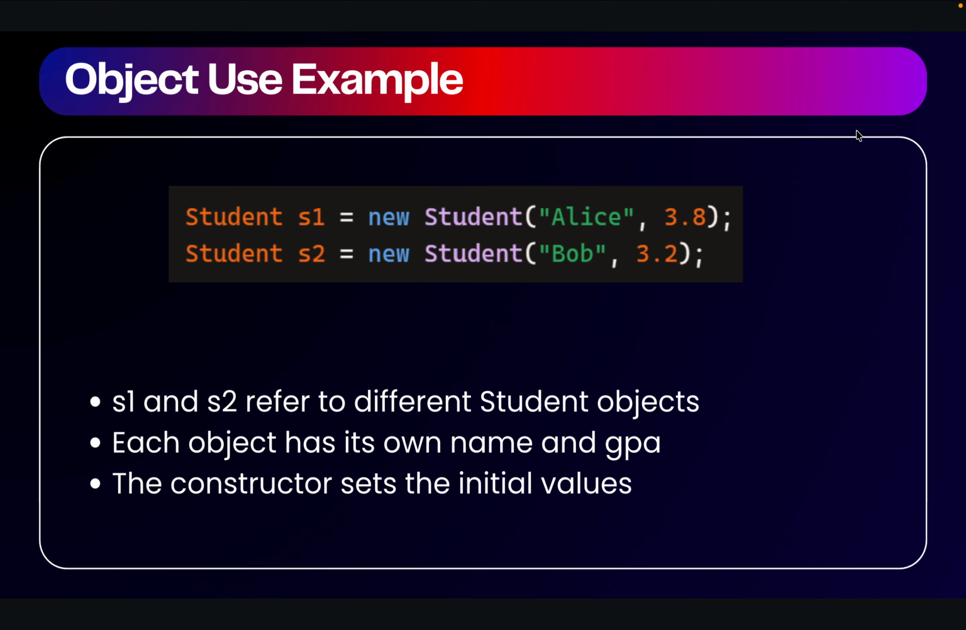So in this case, you see there's two students. One's name is Alice and one's name is Bob. But they both basically can use the class how they need to, just depending on where they want to go. And the constructor is used to set the initial values.